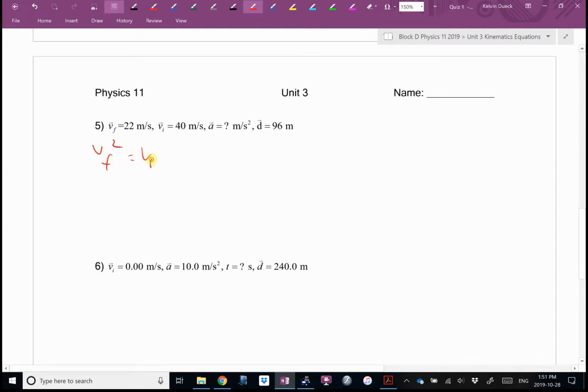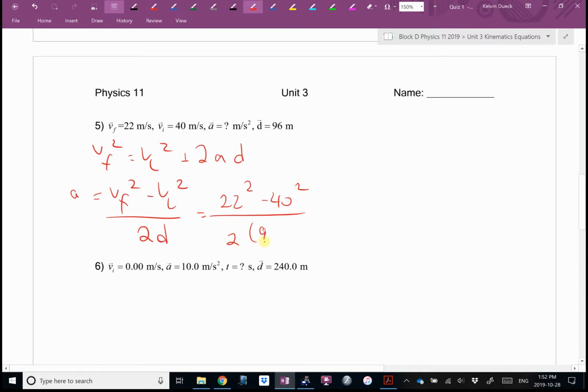Vf squared equals Vi squared plus 2ad. D is going to be Vf squared minus Vi squared all over 2a. Oh, I'm finding A, Mr. Dueck, not D. Sheesh. Thankfully, that's an easy fix because they almost look the same. They're very symmetrical because they're right next to the same two variables. I did notice, William, that I'm slowing down, and so I said, I think A is going to be negative. I just happened to notice that V final was smaller than V initial. So it's going to be 22 squared minus 40 squared all over 2 times 96.